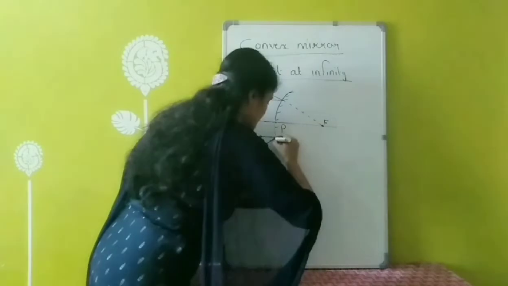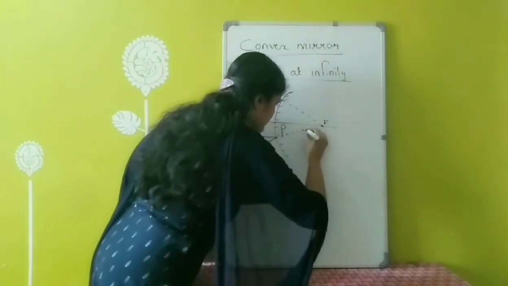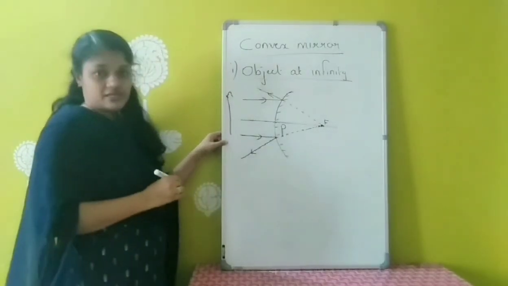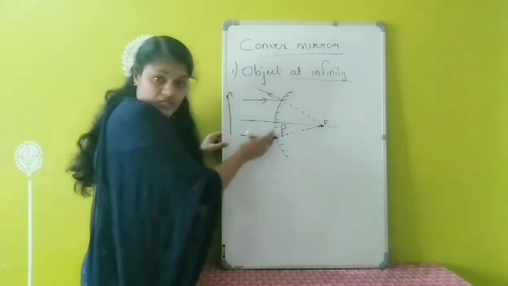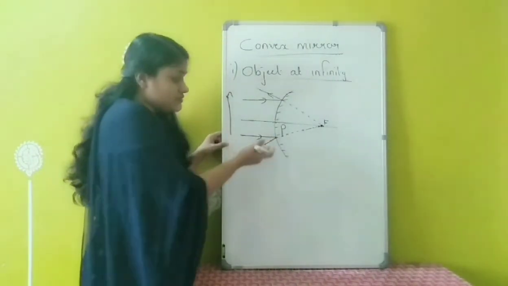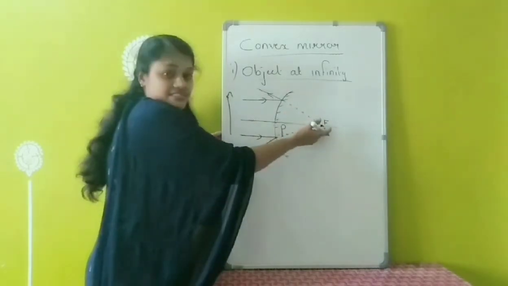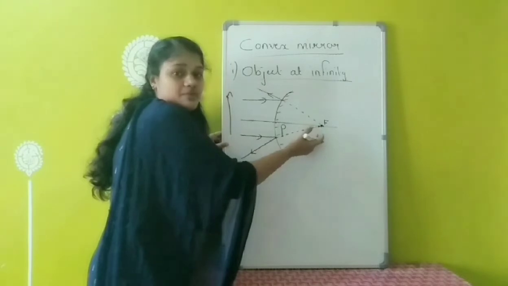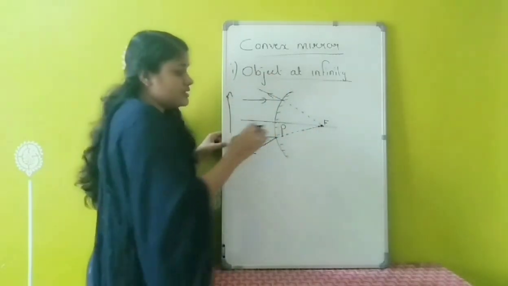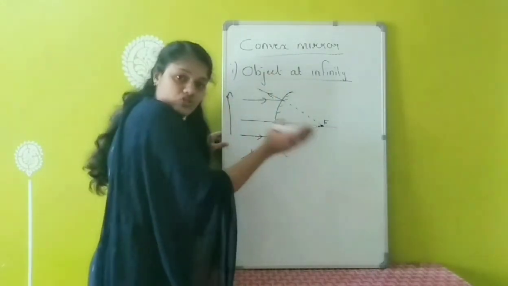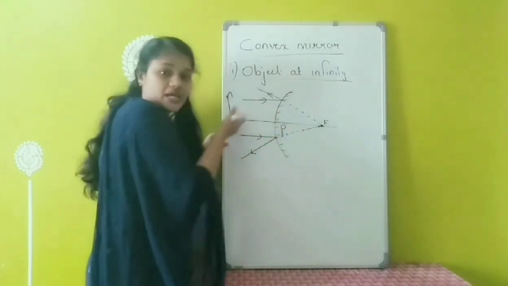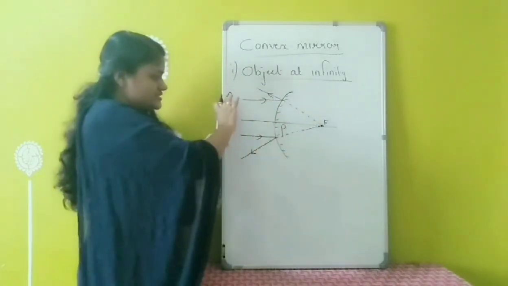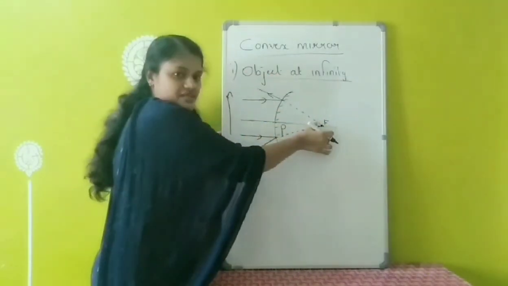But when I am extending this light ray, it may meet at which point? At the focus. Okay. So here these light rays are not actually meeting anywhere, but when we are extending, both the light rays are meeting at which point? At focus. So we are assuming that we are getting the image at which point? At focus. But whether it is a real image? No, it is not at all a real image, because light rays are not actually meeting. So it is considered as a virtual image. Okay, so when the object is at infinity, we are getting the image at focus.